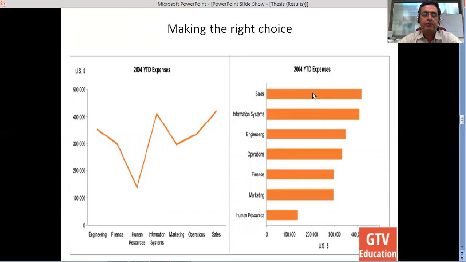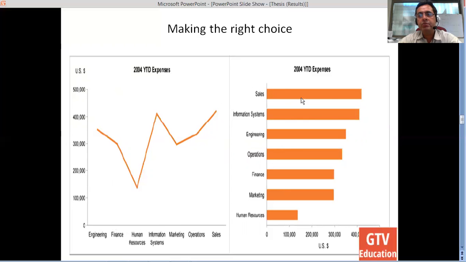Similarly, if you want to plot the expenses for the year 2004, and you have different heads like sales, information systems, etc., and you are just using this line graph to represent this relationship for different departments, with the departments on the x-axis and the expenses on the y-axis, it would not be easy for the reader to figure out engineering, finance, human resources, information, etc. by looking at this graph.